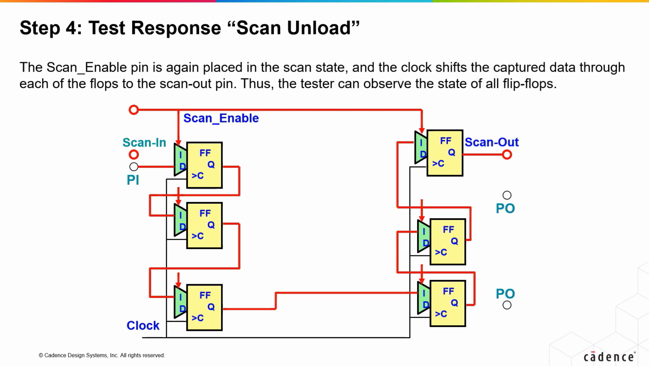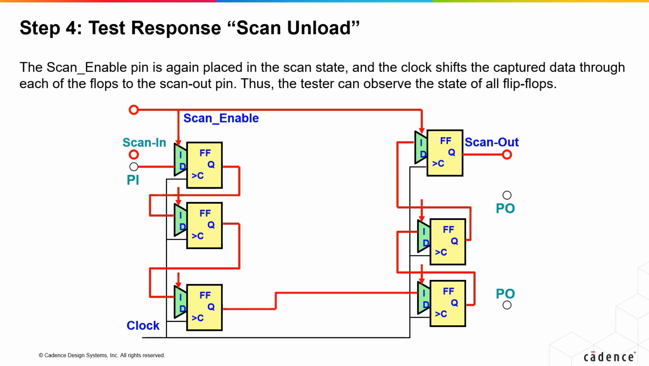To unload the captured responses, the scan enable pin is again set to the scan state. The clock is pulsed the same number of times as the longest scan chain, and the results captured into the flip-flops are observed at the scan-out pin, 1 value per clock pulse. In reality, the loading of the stimulus for a test can be done at the same time as the unloading of the captured responses of the previous test.